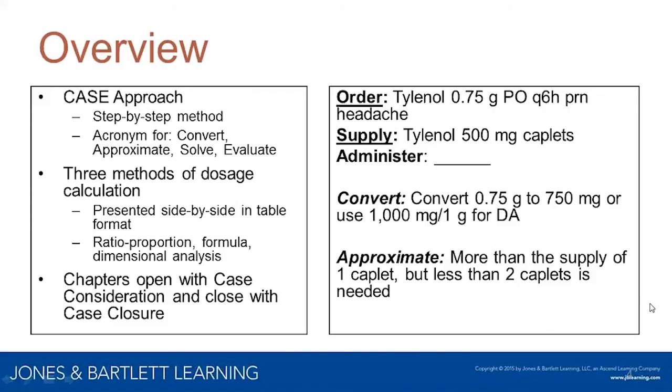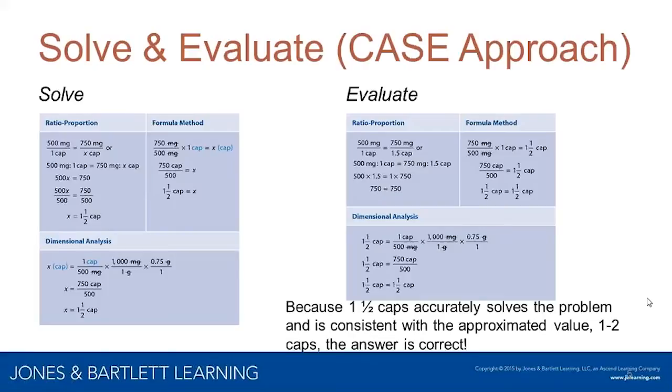So this shows you what the solve and evaluate tables look like in the text. The problem from the previous slide is solved using all three methods: ratio proportion, formula method, and dimensional analysis. And if you look, you can see that the unit of measurement that we need to yield in the answer is in blue for the formula method and dimensional analysis. And all other units of measurement must cancel out to get that.